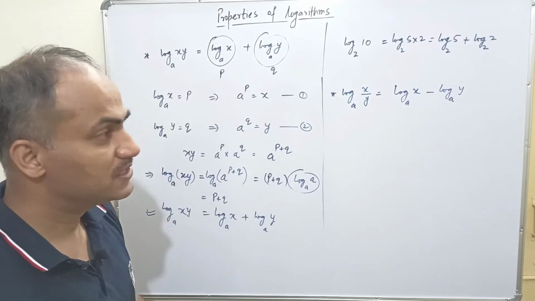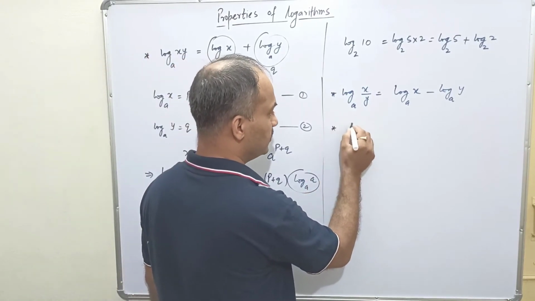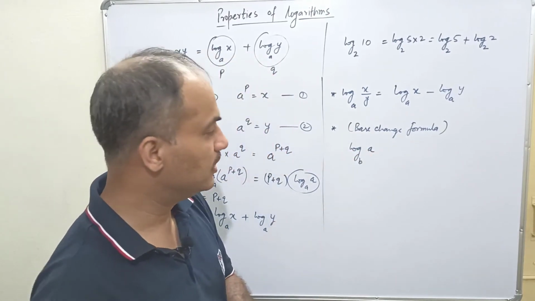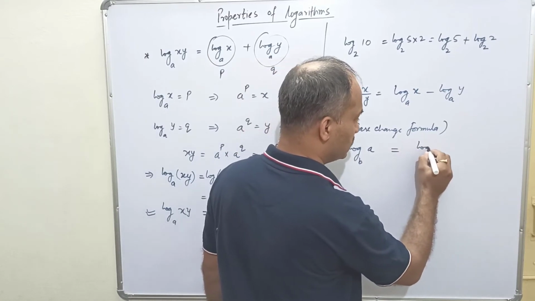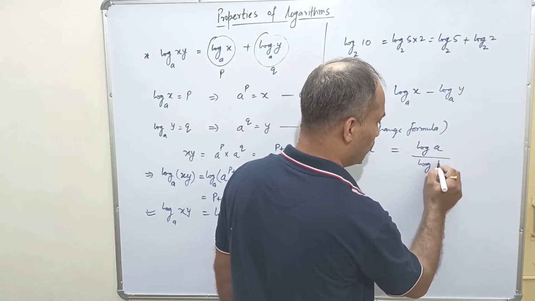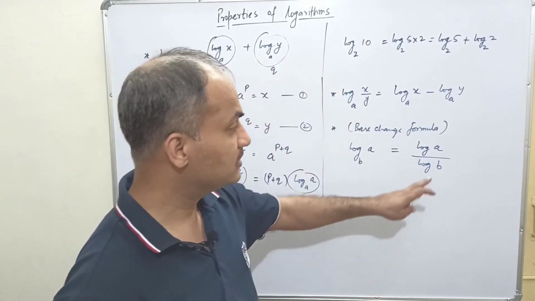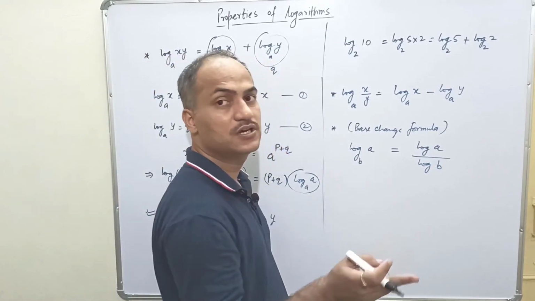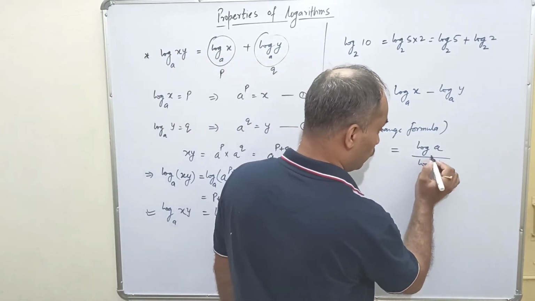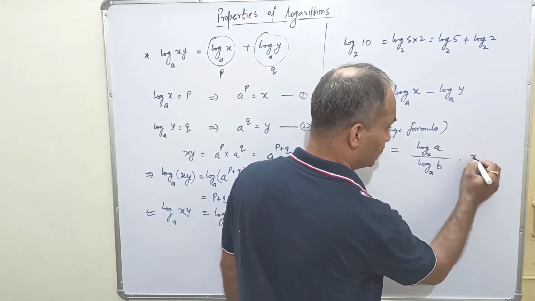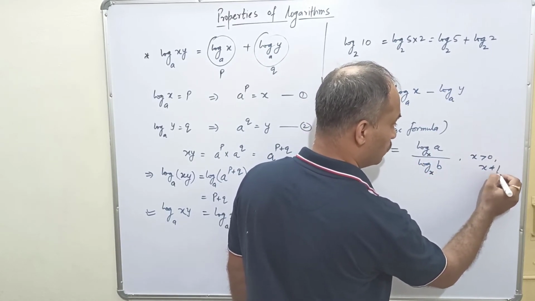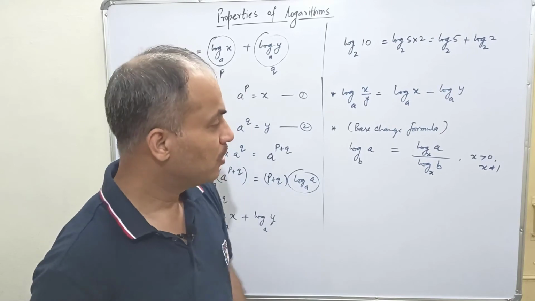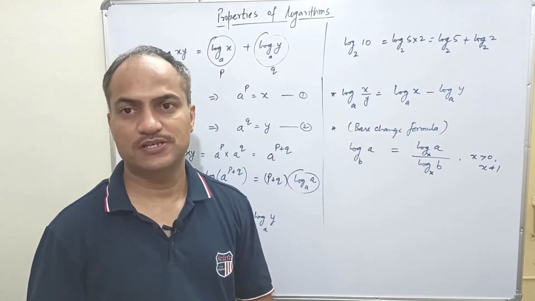We have the base change formula also. The base change formula says whenever an expression like log a to the base b is there, we can always write this as log a whole upon log b. Here the base can be any positive real number except 1, x greater than 0 and x not equal to 1. This base was b and we have changed the base, so this property is called the base change formula or base change property.